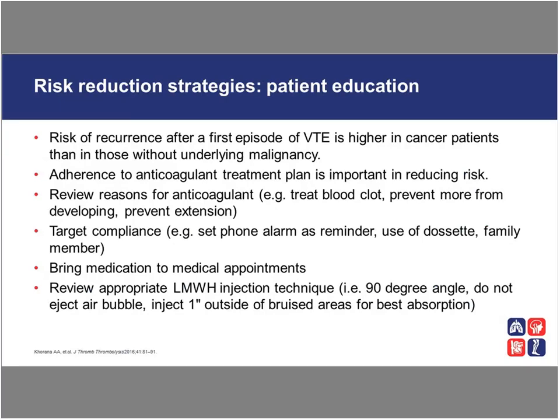Risk reduction strategies only work if your patient's engaged and informed. Risk of recurrence after a first episode of VTE is higher in cancer patients than in those without underlying malignancy, and that's something I'm always telling my patients who have cancer when I'm seeing them in the clinic, so that they can understand that we're in for a long-term therapy because we're thinking about reducing the next clot. Adherence to the anticoagulant treatment plan is important, so I do emphasize the importance of keeping to the therapy.